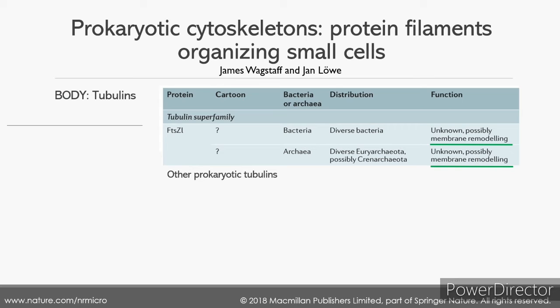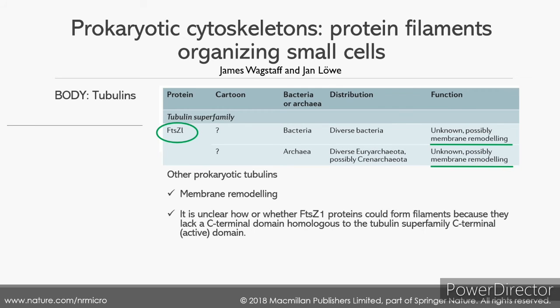Two groups of proteins with homology only to the GTPase domain of the tubulin superfamily have been identified in bacterial and archaeal genomes. Both groups have been termed FtsZ1. It has been suggested, on the basis of proximity of FtsZ1 genes to membrane remodeling genes in genomes, that these proteins are involved in membrane remodeling. It isn't clear how or whether FtsZ1 proteins could form filaments because they lack a C-terminal domain homologous to the tubulin superfamily C-terminal active domain.